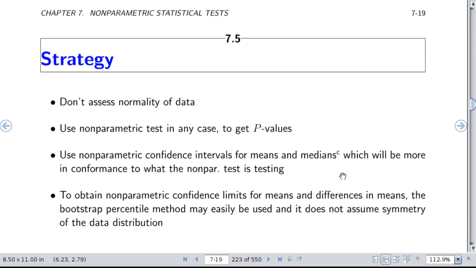Now, what is our overall strategy? We're going to recapitulate some general ideas that we started with at the top of this chapter. So our strategy is we're not going to assess the normality of the data. If you do not know that the data are normally distributed, it may be best to just not assume the data are normally distributed. We're going to use a nonparametric test. We don't care if it's normally distributed or not, because the nonparametric test works perfectly well if you have a normal distribution. And then we're going to use nonparametric confidence intervals for means and medians.